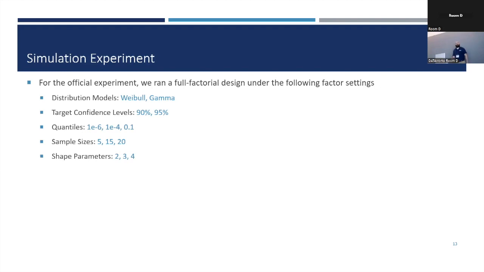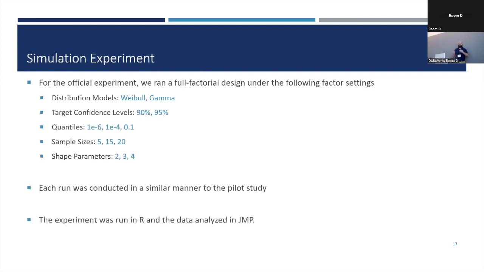We wanted to keep this first. And we tried to pick a range of feasible quantiles where we could go a little extreme, and not extreme, just to get a sense of range. Each run was done the same way as it was in the pilot study. I ran it in R and analyzed it in JMP. Just a quick note to show that we used all kinds of software to do this.